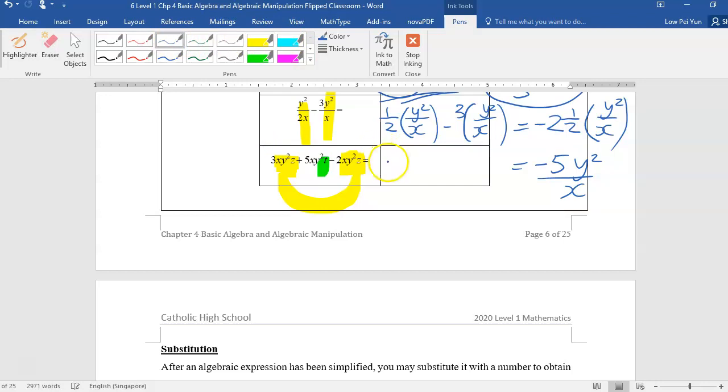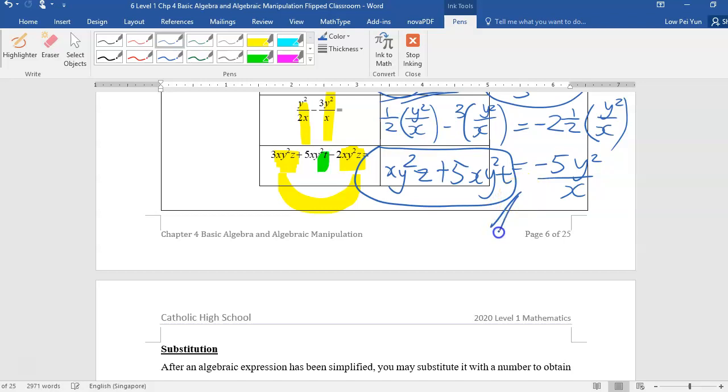So I have 1 xy squared z plus 5xy squared t. This is the answer to the last part. Alright? Okay. Let's move on.